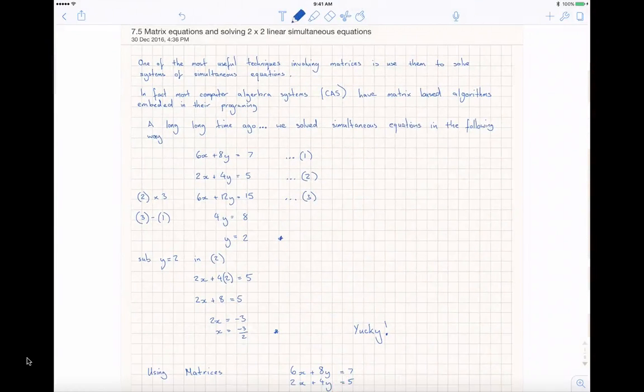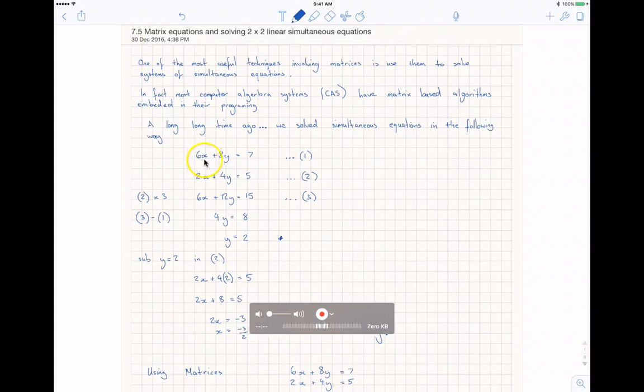we looked at solving simultaneous equations in the following format. So we take two linear equations. This first one here is 6x plus 8y equals 7. And a second simultaneous equation, 2x plus 4y equals 5. We'd label the first equation 1 and the second one equation 2. We'd have a look at the coefficients of x. Here we've got 6, here we've got 2. So in order to have the same coefficient of x, we need to multiply equation 2 by 3, multiply all the terms in the equation by 3 to give a third equation.